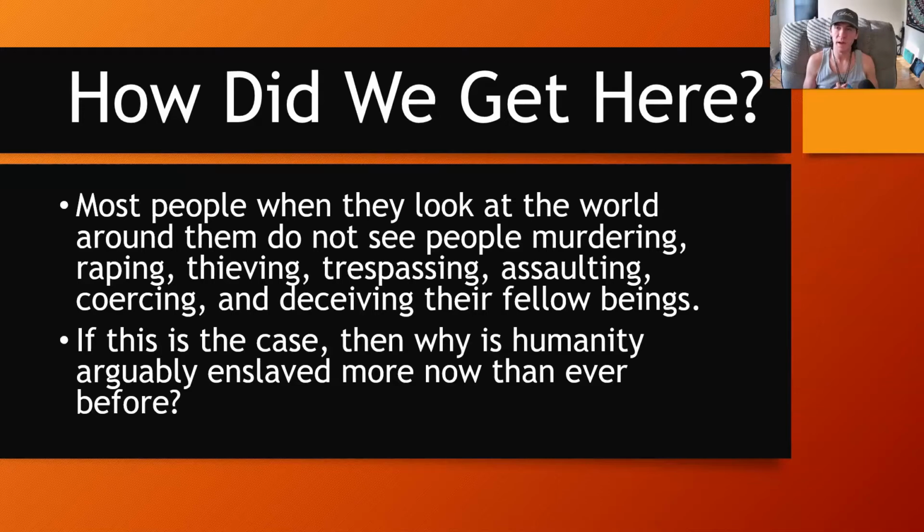And until that becomes common sense knowledge and it is taught to everybody, especially taught to the young and to children as they're being raised, then we will continue to get more of what we've always got, which is tyranny and enslavement and violence.